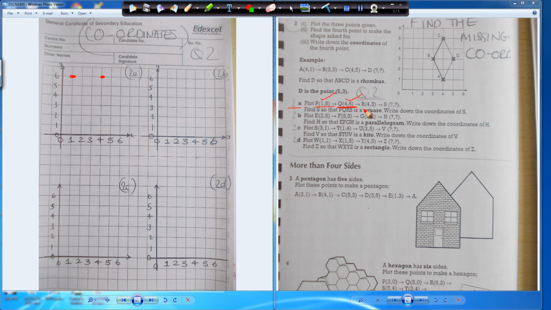Okay, let's have Zeynep. What's the next point? 4, 3. Okay, 4, 3. Let's have Mushab. Can you see that? Yeah. Okay. 4 is over here, and 3 is over there. And the last point is missing. We've been told that this shape should make a square. So how do you make a square?